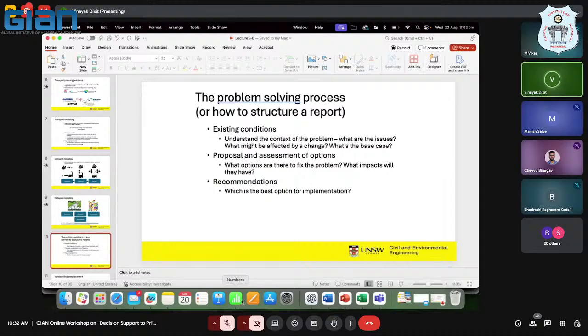So the first part would be providing the base conditions, which is the existing scenario of what the problems are. So it's essentially doing a problem identification and diagnostics. The second part is basically your proposals, which is your different scenarios, and the analysis associated with that. And the final thing is the recommendation, and we will try to go through that approach in the example we're going to go through.